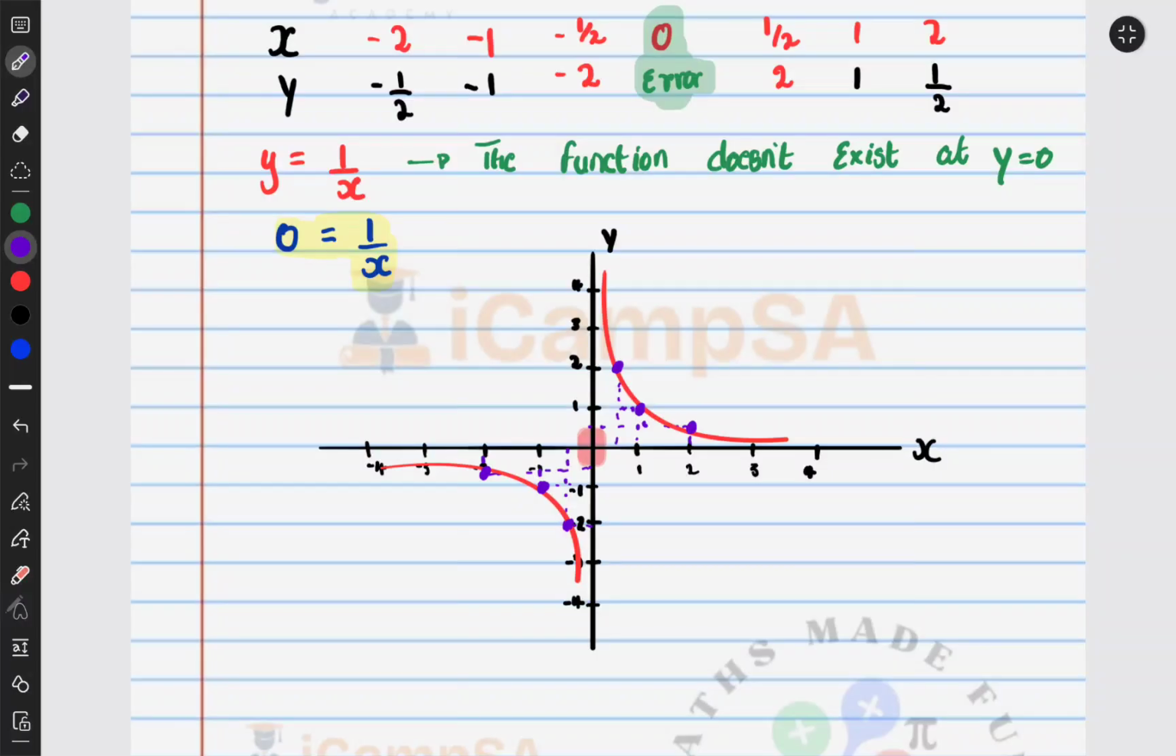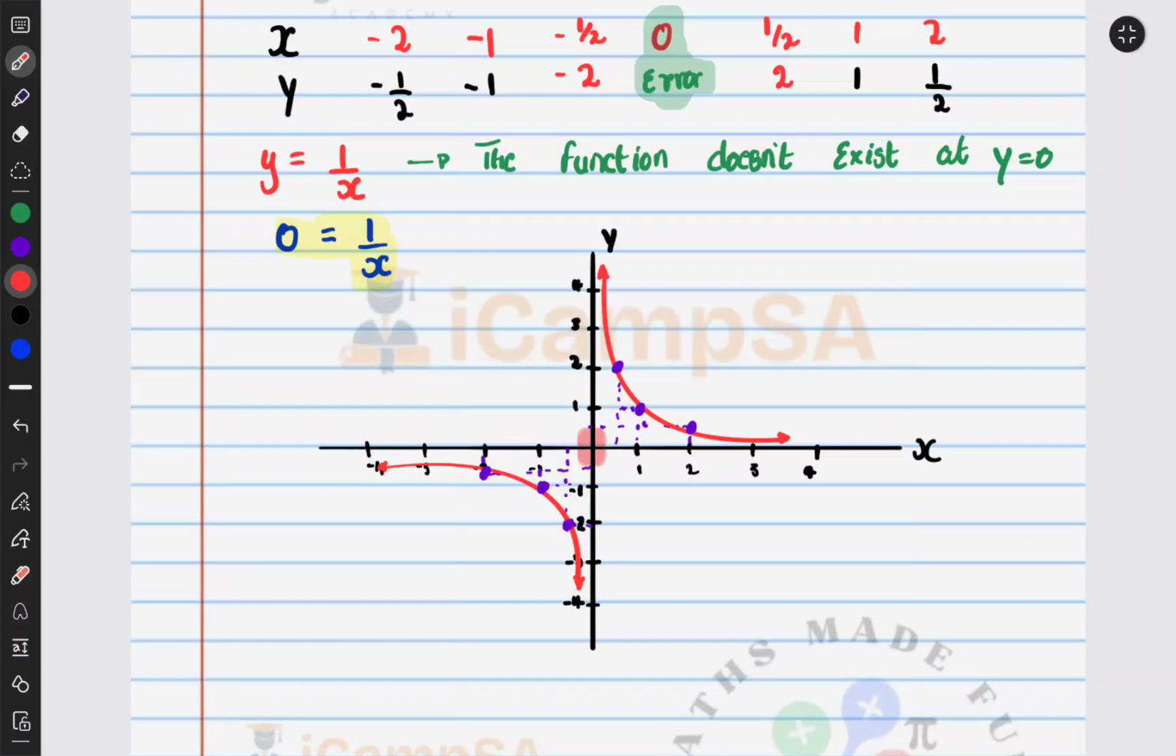Let's join the other points. So that is how you sketch a hyperbolic function. What happens here is that our function will approach the y-axis, but it will never touch it. And also the function approaches the x-axis but never touches it, just like I have just sketched for you there.